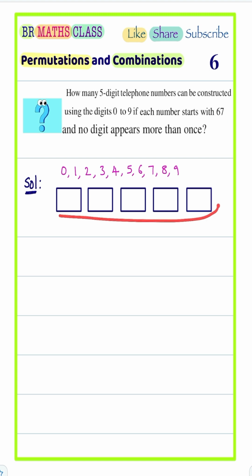So 5-digit telephone number, so I considered 5 boxes. Each number begins with 67. So what I'll do, this first box I'll fill with 6, second box fill with 7, because each number begins with 67. First box can be filled in one way. Second box can be filled in how many ways? It can also be filled in one way.